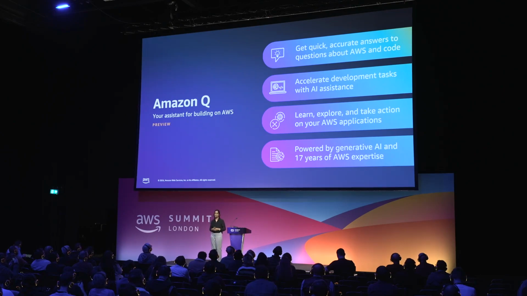Amazon Q is your expert for building on AWS. The foundation model which powers Amazon Q has been trained with over 17 years worth of AWS information and open source code and data. And thereby, you can ask questions to Q, and it can come back with quick and accurate answers.